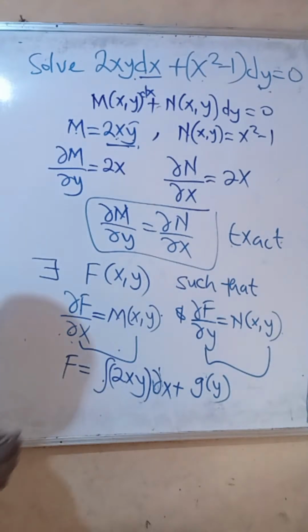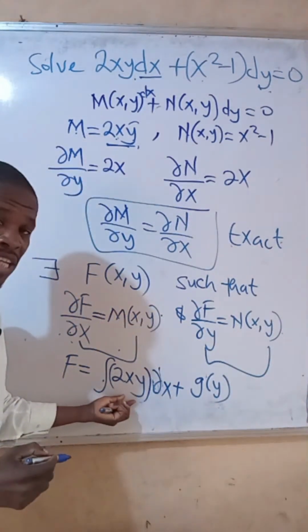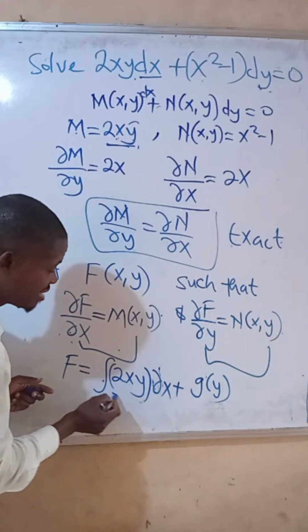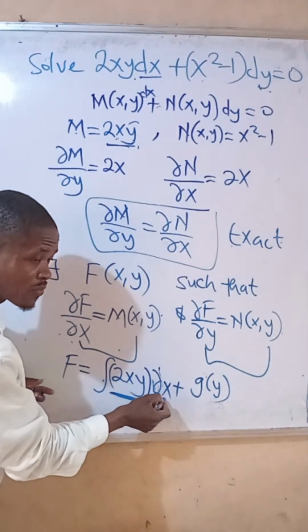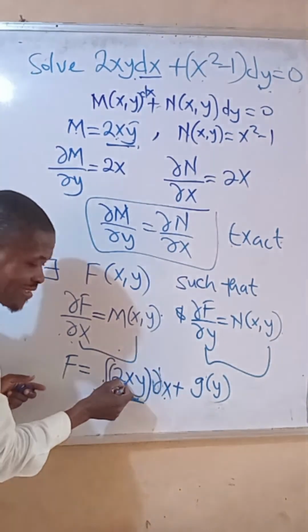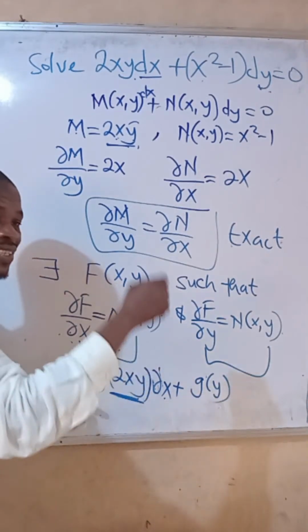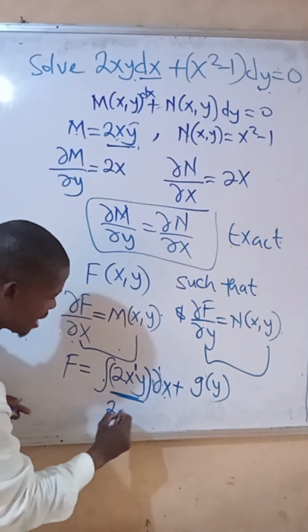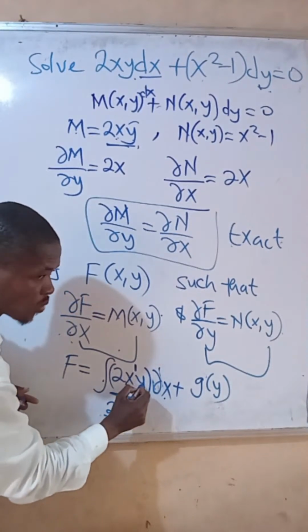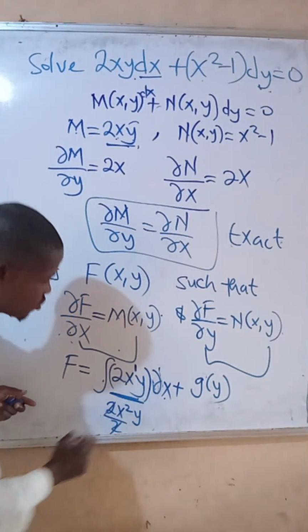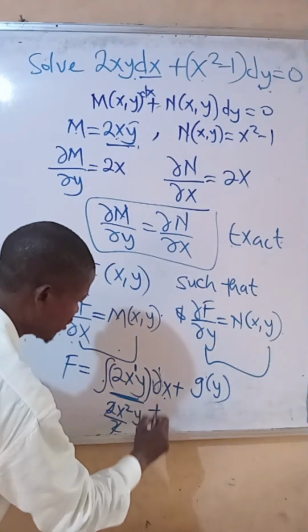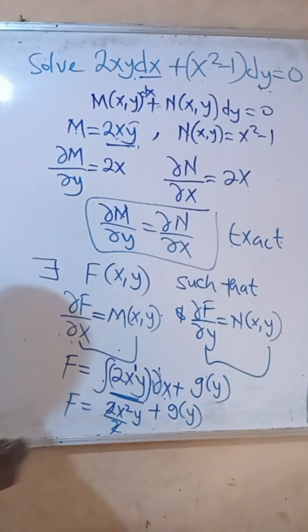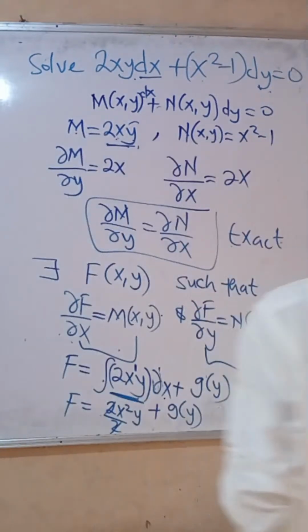Here we are doing partial integration, not full integration. So you integrate 2xy with respect to x only. Power 1 plus 1 gives 2x squared over 2. The y is kept as a constant, so the 2 and the 2 cancel. So we have x squared y plus g of y. That's our f. So that's what we have in that place.